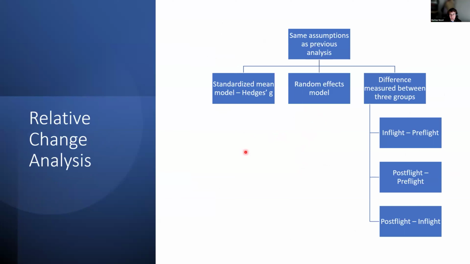Now, I will provide a brief description of the methods we used for the relative change analysis. Overall, we kept a lot of the same previous assumptions, such as this random effects model. Otherwise, we used the standard mean difference model as the effect size, and we measured the differences occurring through 3 groups: the in-flight to the pre-flight group, the post-flight to the pre-flight, and the post-flight to the in-flight. I will note that due to the low number of seated pre-flight measurements, all the pre-flight measurements I'll be reporting from here on out are the supine group.